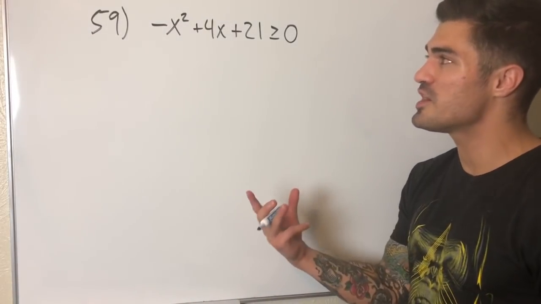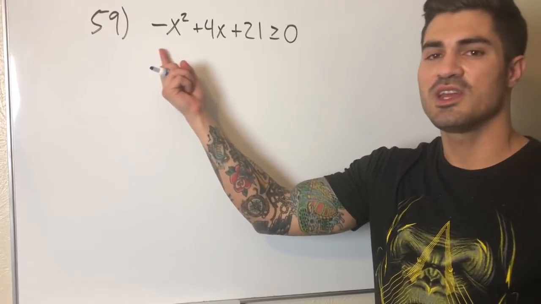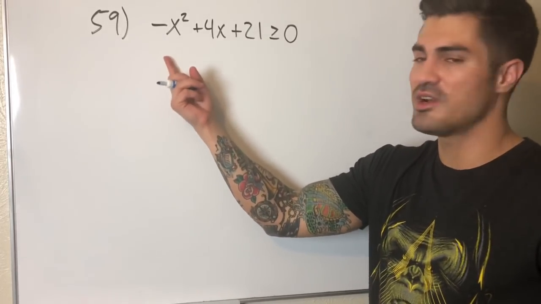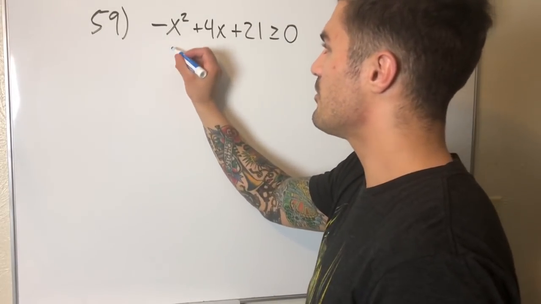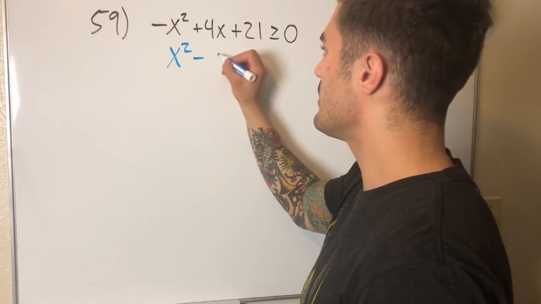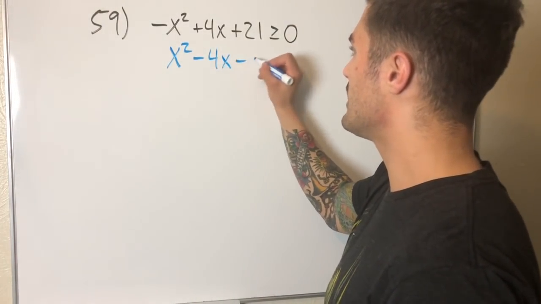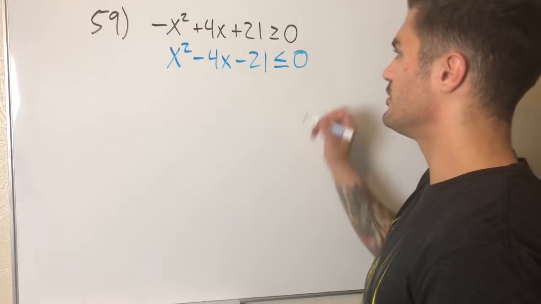And actually, before I try to factor it, I'm going to multiply both sides by negative 1, because I hate having negatives in the leading coefficient here. It messes me up when I'm trying to factor. That's just me personally. So if I multiply both sides by negative 1, I can get rid of that negative. X squared minus 4x minus 21. But I have to remember to do what? Flip the inequality, all right?